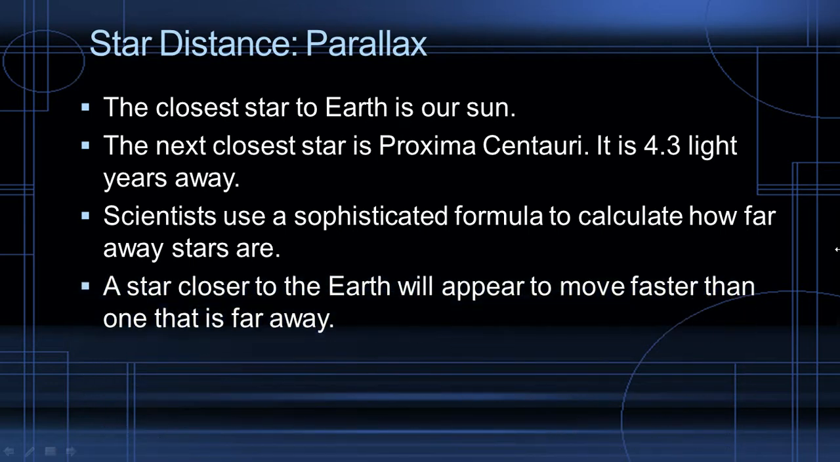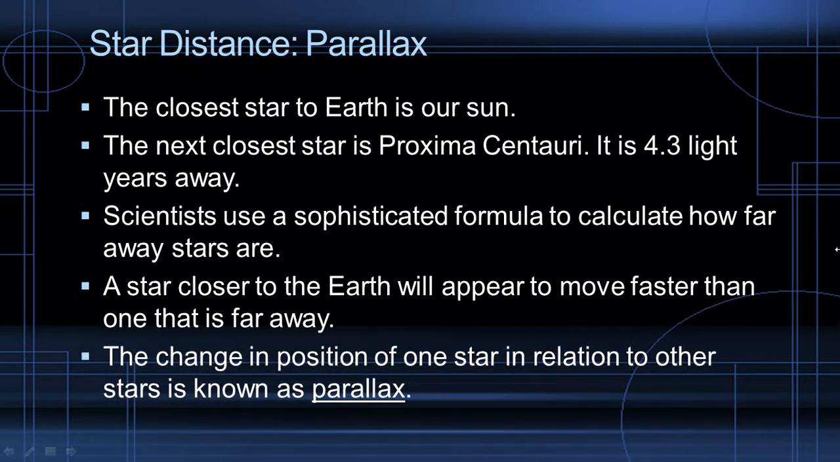A star closer to the Earth will appear to move faster than one that's far away. So we actually track its movement, and we have to look at it during one time of the year and then another time of the year, and then that gives us this formula we can use. The change in position of one star in relation to the other star is known as parallax.